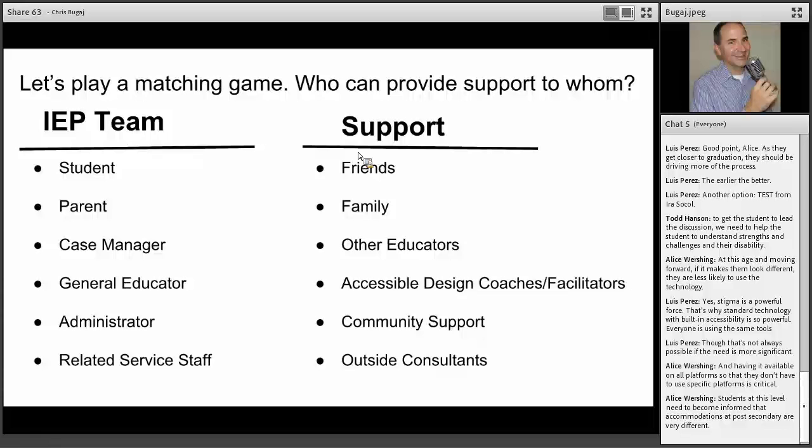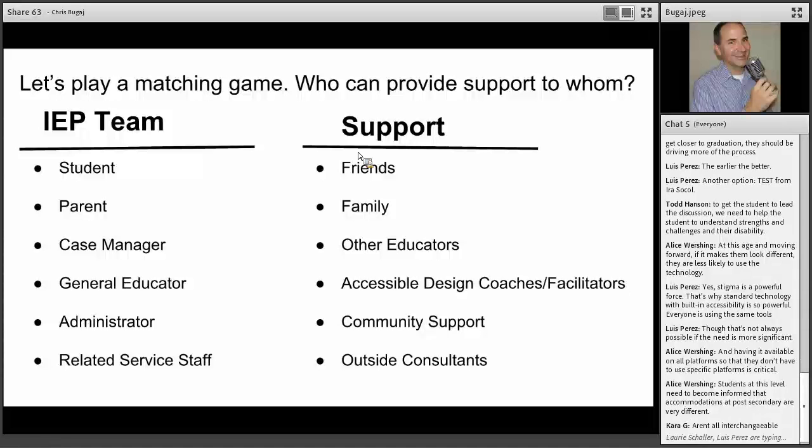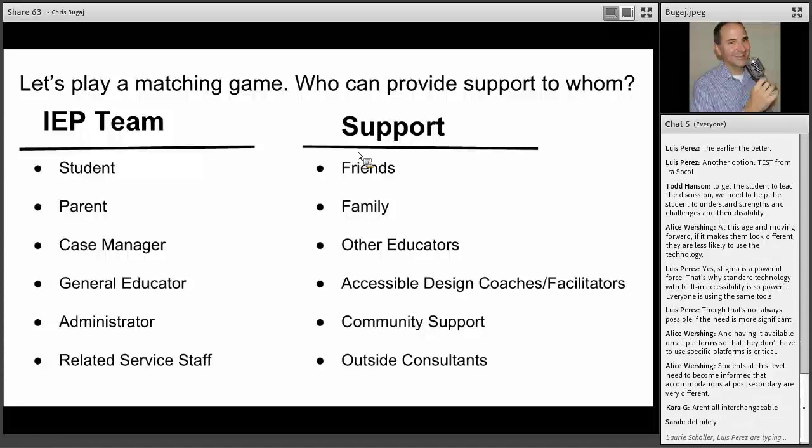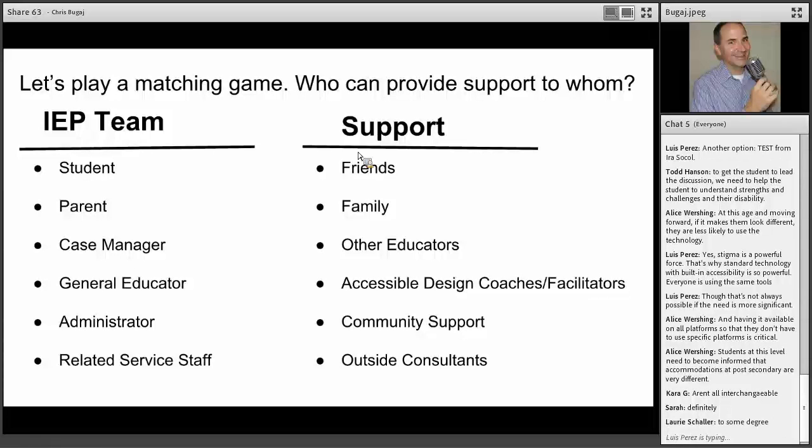Starting with the student, who can the student get support from? When I say support, who can they get ideas from to help them create the technology they might need to provide them a free, appropriate public education? Who can they go to ask for help to come up with technology to help them meet their goals, right? Could they ask their friends? What do you think? Could students ask their friends for advice about technology?